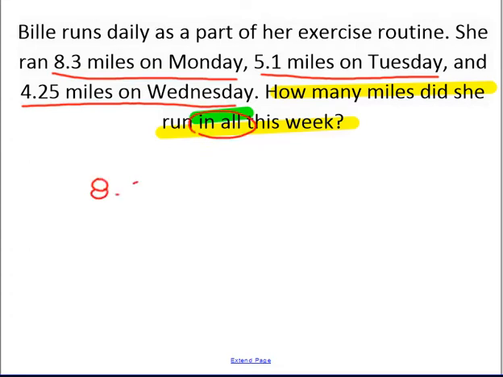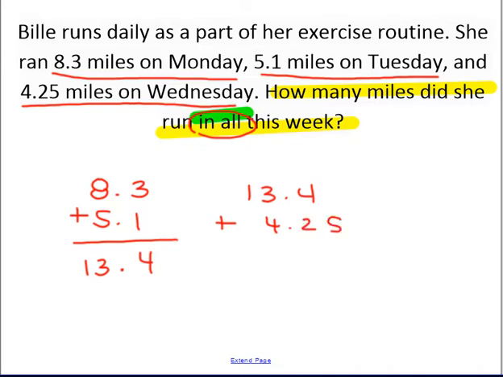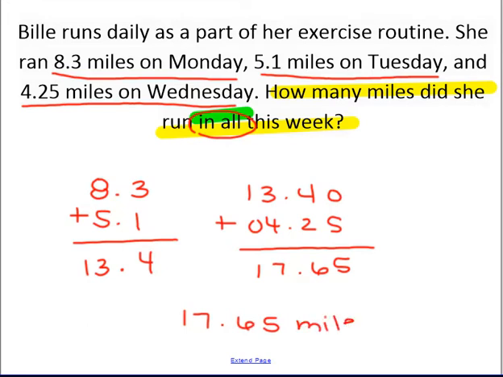So 8.3 plus 5.1, I'm going to do that first. Bring down my decimal. And then I'm going to do 13.4 plus 4.25. I'm going to add my zeros as placeholders. So she ran 17 and 65 hundredths miles.